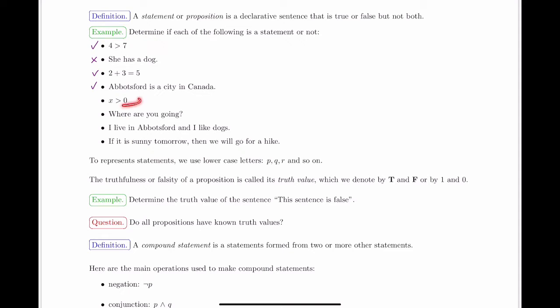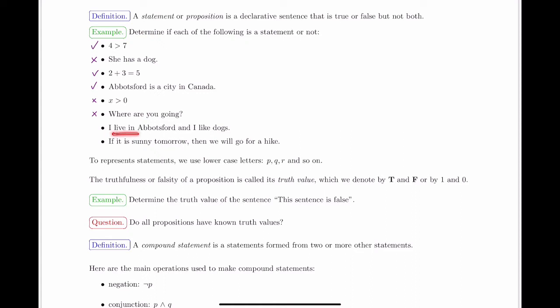X is bigger than 0 is actually a situation similar to she has a dog, because while that's a declarative sentence, the truth or falsity of it depends on the actual value of X. So that means that we cannot determine it right now, which means that this is not in fact a proposition. Where are you going? This one is not a declarative sentence, it's a question, so it fails to be a proposition just simply due to that reason.